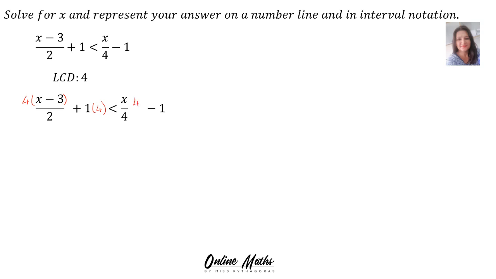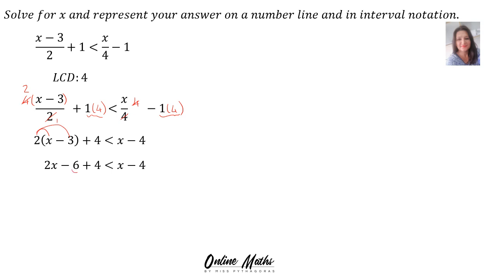We multiply every term by the LCD. There you can see I'm doing it for you. Then you're going to say 2 goes in itself once, 2 goes in there twice, and I'm left with 2 bracket x minus 3 plus 1 times 4 is 4, and 4 and 4 will cancel, and I'm left with x, and then -1 times 4 is -4. Again, I will multiply in the 2 to get rid of the bracket, so it becomes 2x minus 6 plus 4 smaller than x minus 4.